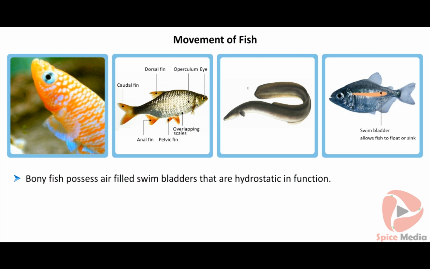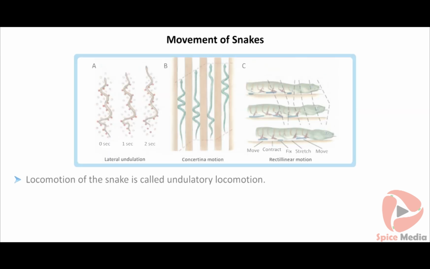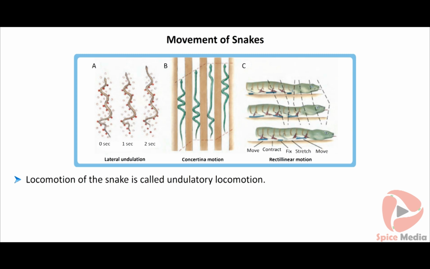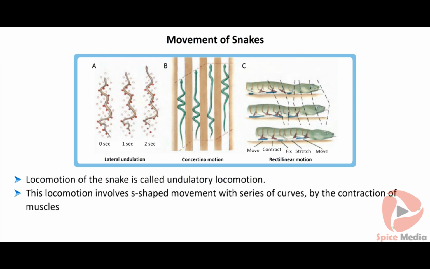Example, tunny fish. Some fishes are flat. Example, plaice and flounder. These fishes swim by moving their body up and down. Eelfish has a long body. When the eelfish moves, the whole body is involved in the movement from side to side.